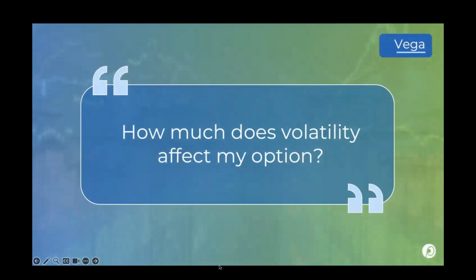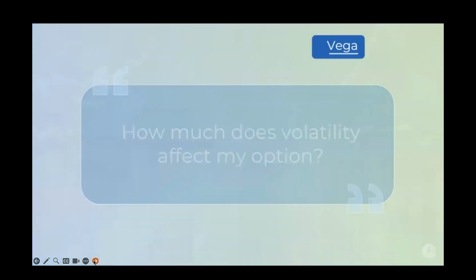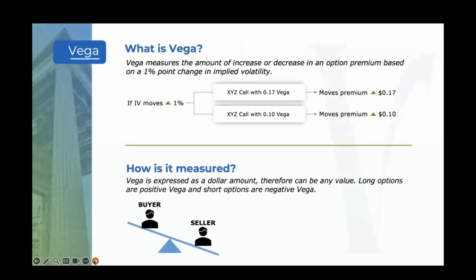All right. And last, but certainly not least, let's talk about Vega. So Vega answers the question, how much does volatility affect my option? Vega measures the amount of increase or decrease on an option's premium based on a 1% point change in implied volatility. Implied volatility, the definition is just the market's anticipated movement of the underlying security. So Vega should not be confused with implied volatility.